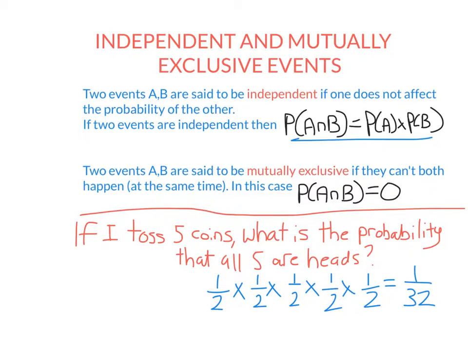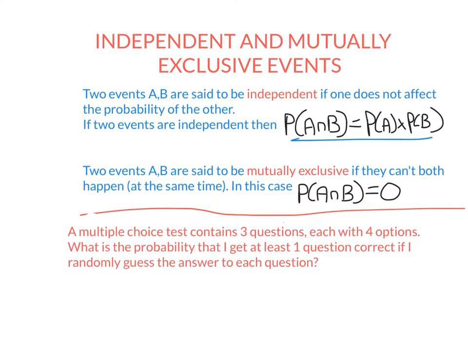So let's look at another example involving independence. Let's look at this question here. A multiple choice test contains 3 questions. Each question has 4 possible options. And I want to figure out the probability that I get at least one question right if I randomly guess each question. So this one's a little more tricky because there's a few possibilities.